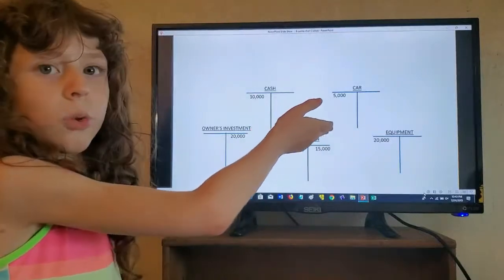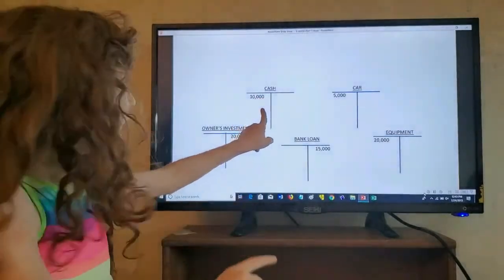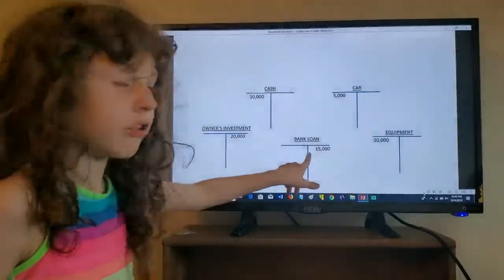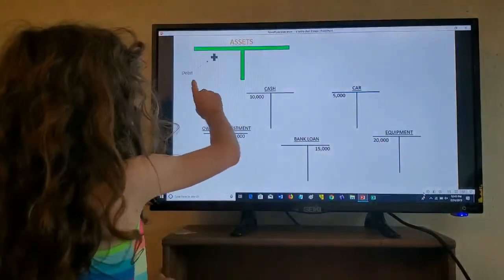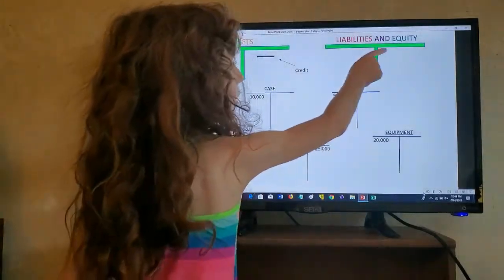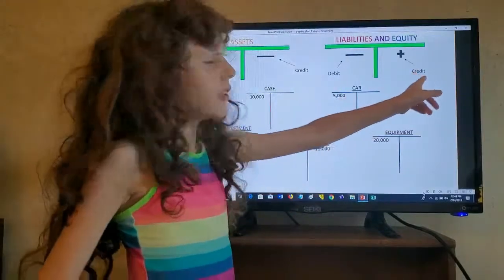We're going to be working with 5 simple accounts: cash, car, owner's investment, bank loan, and equipment. If it's an asset, then debit is plus and credit is minus. If it's a liability or equity, debit is minus and credit is plus.